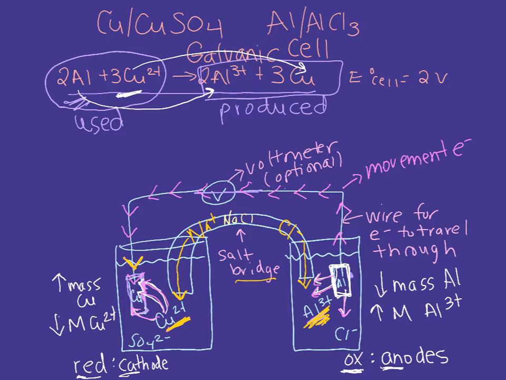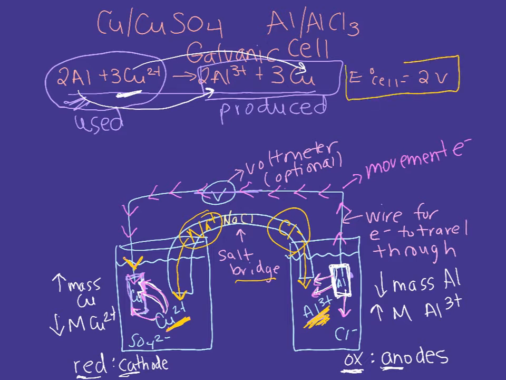So labeling the salt bridge is never enough. You have to describe where the ions are traveling. And an easy way to remember it is the cation will go towards the cathode and the anion will always go towards the anode. But it's good to understand why that's occurring as well. The final thing that we have to talk about is the voltage.